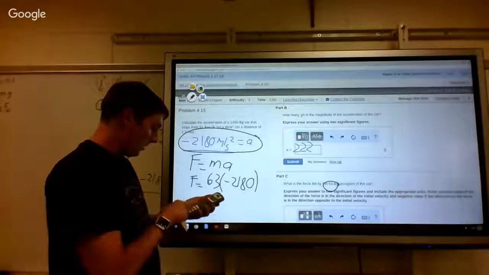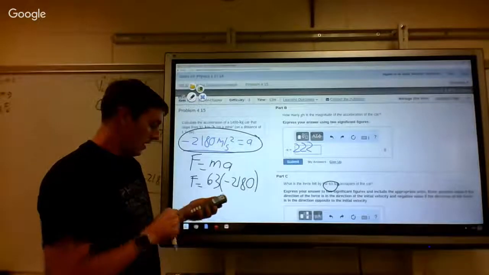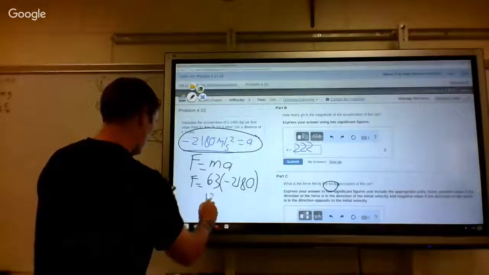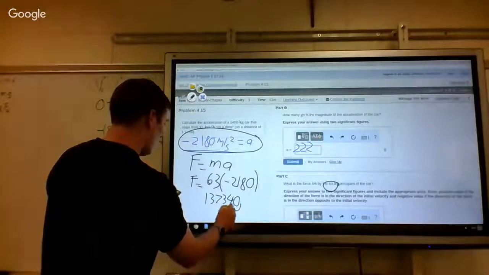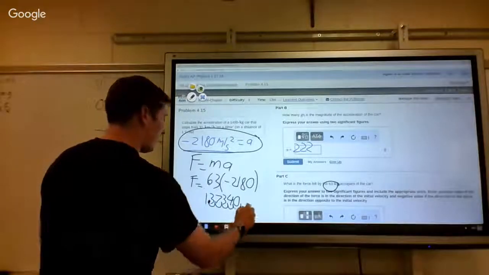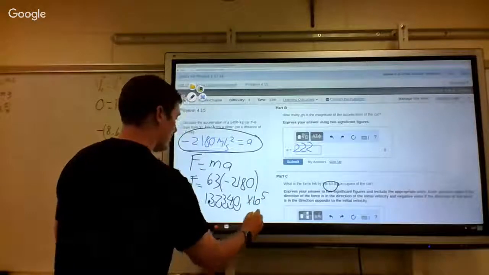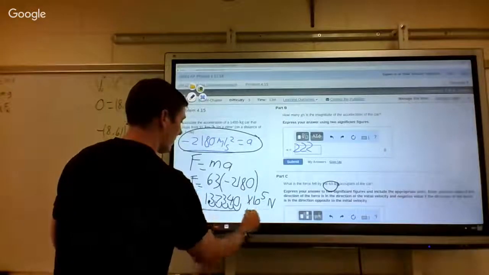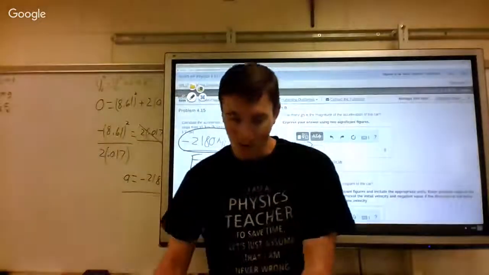So 2180 times 63 is 137,340. So 1, 2, 3, 4, 5, times 10 to the 5 newtons. All right, now I'm going to work on typing that stuff in to make sure I get my green arrows.